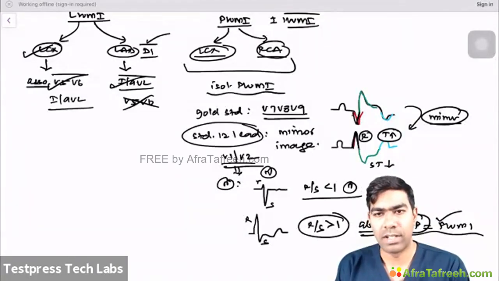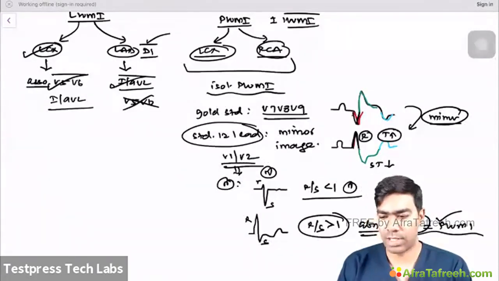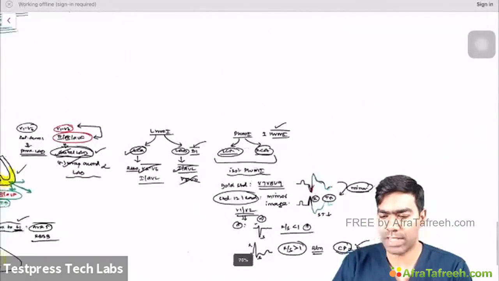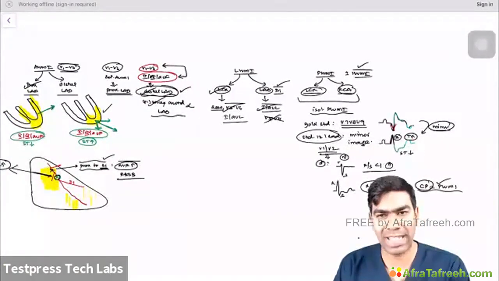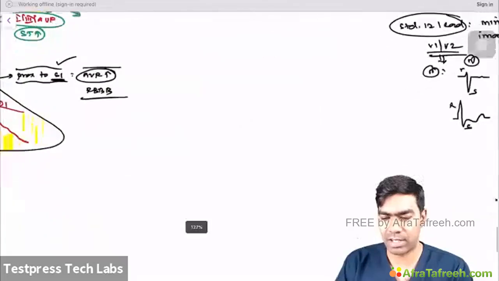We always take it as a posterior wall MI unless proved otherwise. So this is really, really important. Once we see the ECGs, you will understand much better, because this is only the theory which I'm telling. Practically, this is easy to understand.